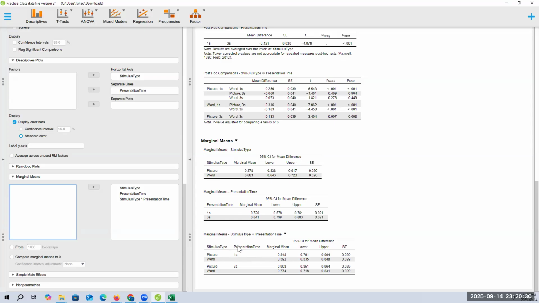And so here we're looking at the interaction between stimulus type and presentation time. So picture 1 second, 0.848, picture 3 seconds, 0.99. Word 1 second, 0.592, word 3 seconds, 0.774. So what it looks like is that the difference between word 1 second and word 3 seconds is much larger compared to picture 1 second and picture 3 second in terms of recognition hit rate.